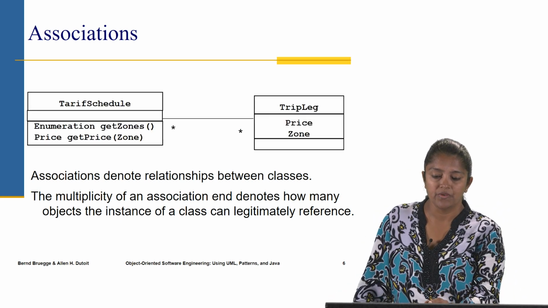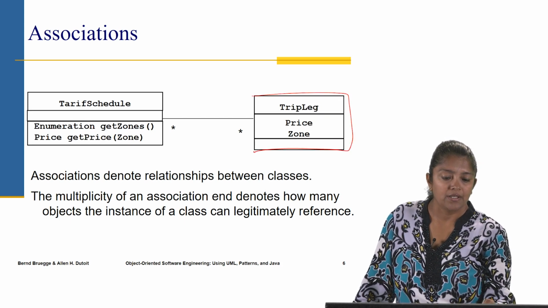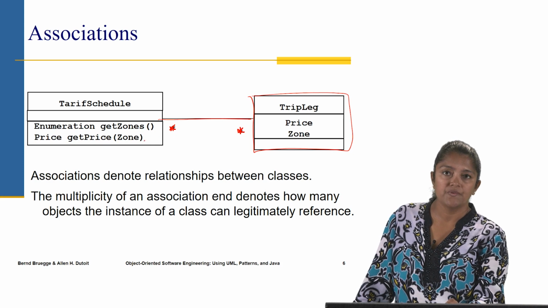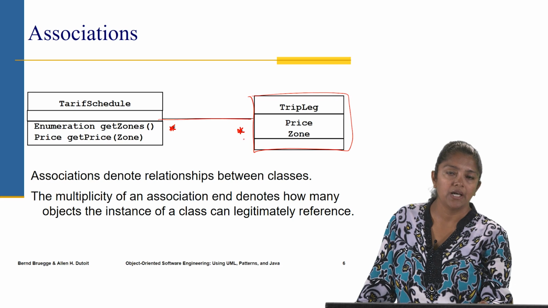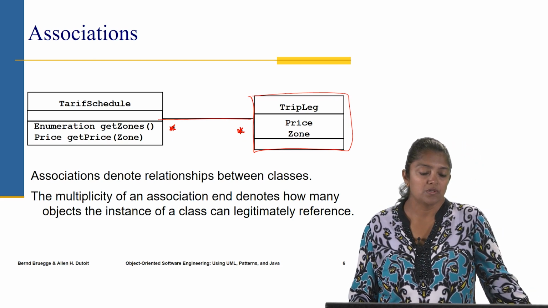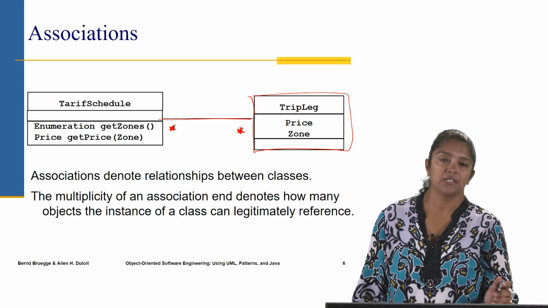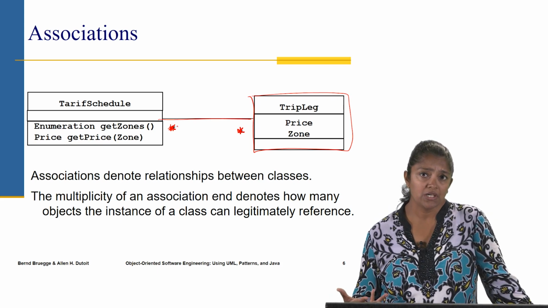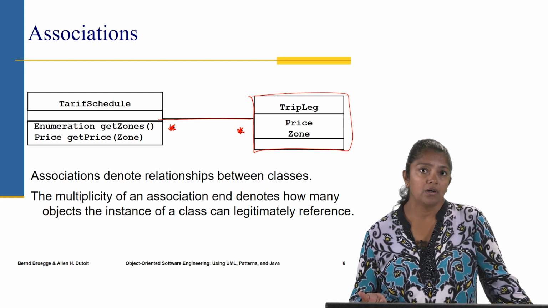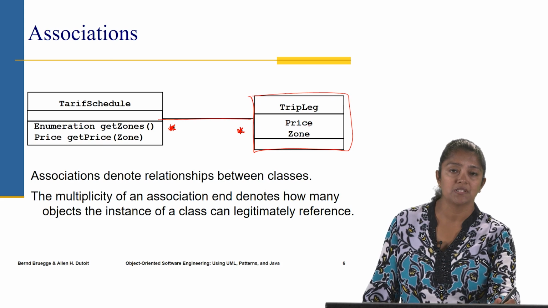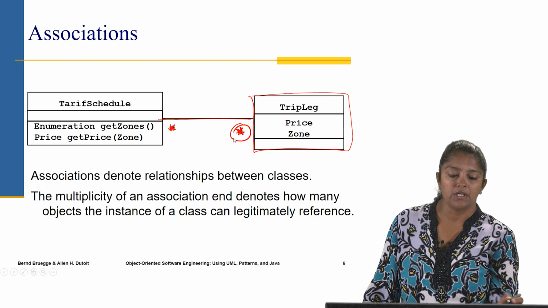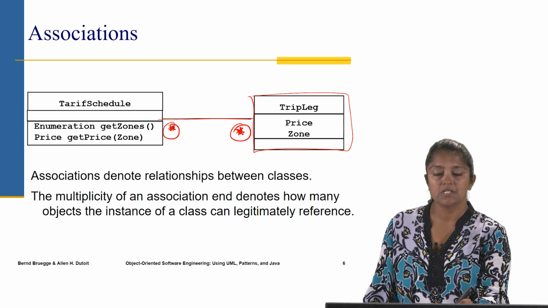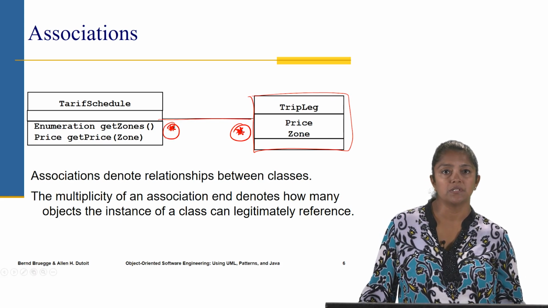Say, for example, we saw this where there's tariff schedule and trip leg, and there is an association between them, and the multiplicity is specified on the edge. The multiplicity of tariff schedule is many, and the star basically indicates many. The multiplicity of tariff schedule is indicated on the trip leg side, and the multiplicity of trip leg is indicated on the side of tariff schedule. What this really means is an instance of tariff schedule can be associated with many instances of trip leg. That's what this star on the right hand side means. And an instance of trip leg can be associated with many instances of tariff schedule. That's what the left hand side multiplicity symbol indicates.